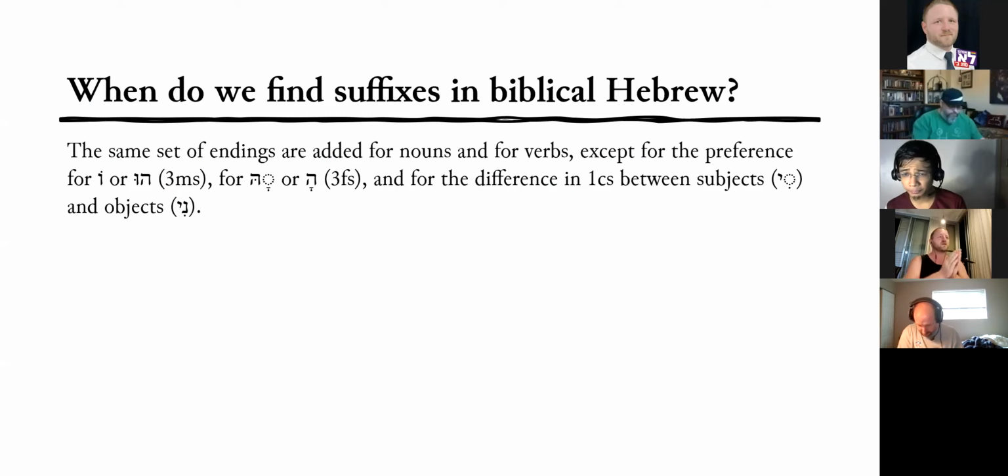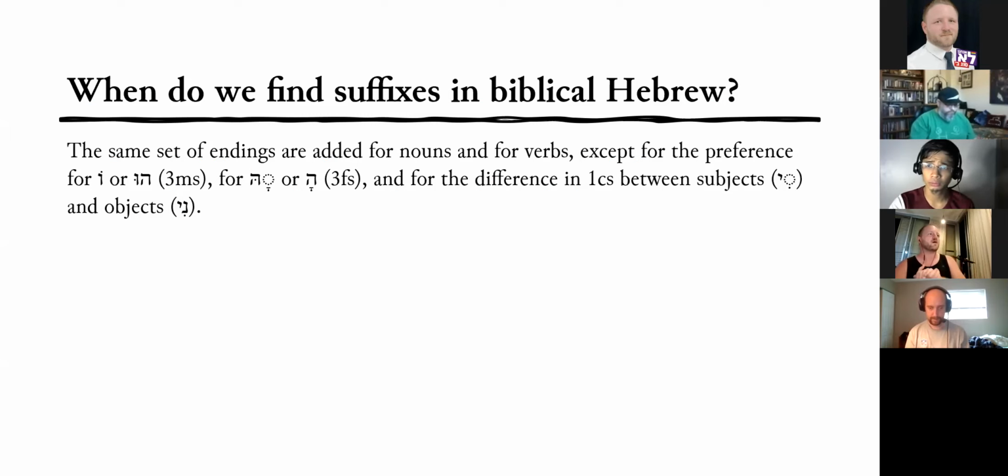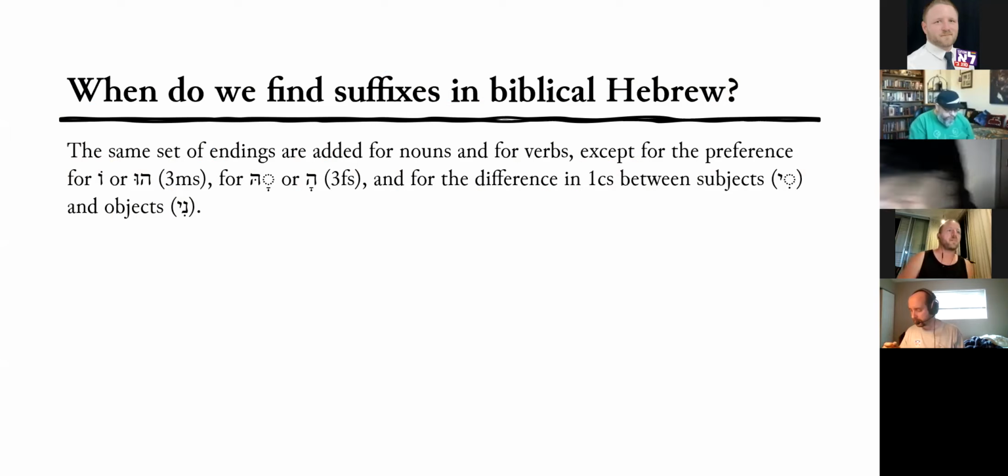Basically, the same set of endings that we already encountered for nouns are also added for verbs, except for the preference. Normally in nouns, like beito, it's his house, right? The o. Verbs prefer the hu ending generally, whereas you have a. Verbs prefer the ha, like with the actual consonant. And then there's the difference between the first common singular with the subject, which is i, and the object, which is ni, like eni or ani. But essentially, the endings are exactly the same.